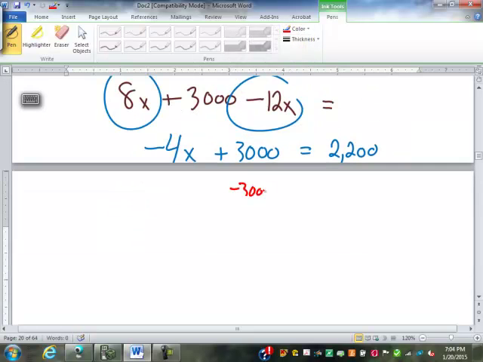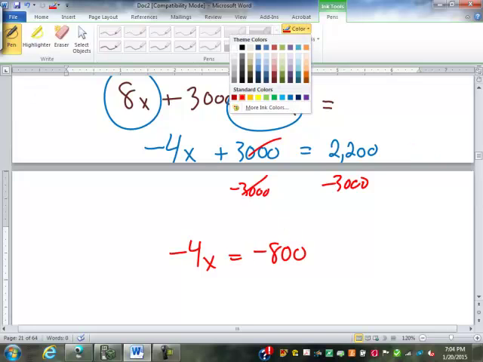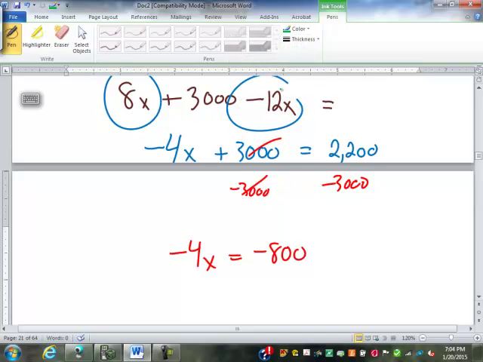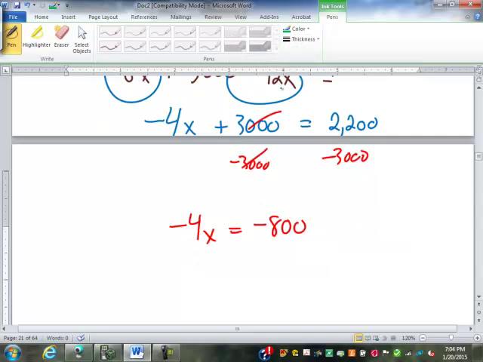Subtract 3,000. So negative 4X, 2,200 minus 3,000 is a negative 800. This is why we worked with negatives. Now what? Divided by negative 4. X equals 200.